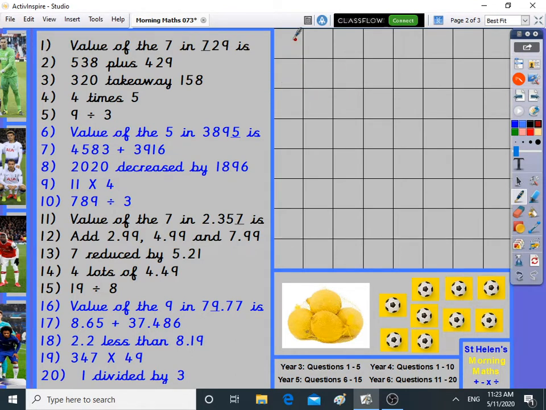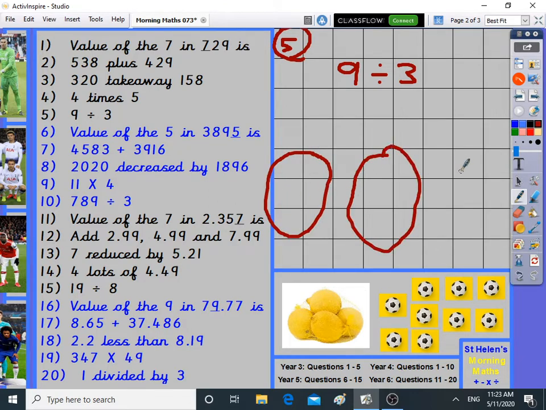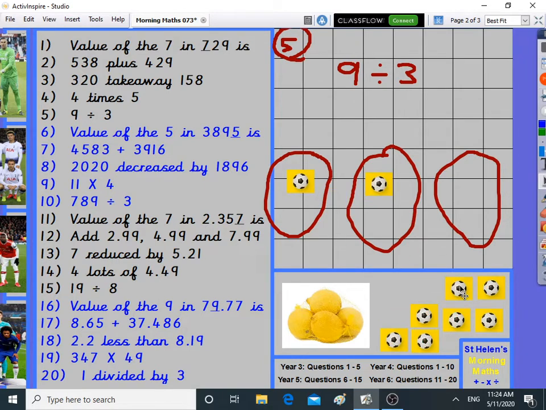So question 5 is 9 divided by 3. I'm going to do that with these footballs down here. I'm going to get 3 sacks. At school we keep footballs in big sacks, big bags. And we're going to do 9 divided by 3. So I'm going to share these footballs. 1, 2, 3, 4, 5, 6, 7, 8, 9. There are 9 of them. I'm going to share those 9 footballs into the 3 sacks. 1 for you, 1 for you, 1 for you.